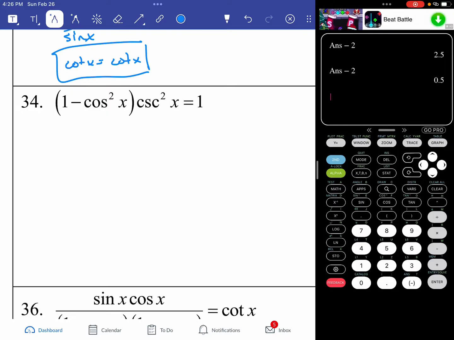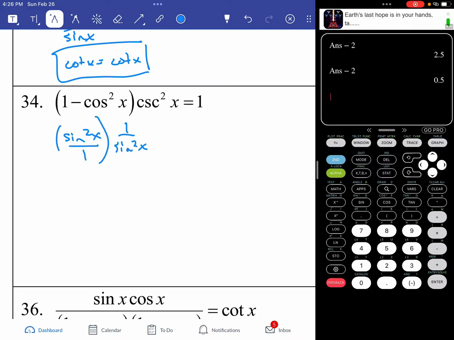Some Pythagorean identities. So 1 minus cosine squared is sine squared. And then cosecant squared is 1 over sine squared. So we can put this over 1, and if we want, we can put that in parentheses. Now we can cancel the sines out, which only leaves us with 1, which is what we're looking for.